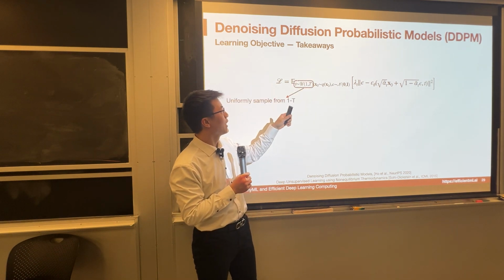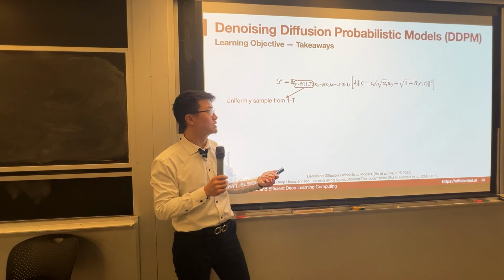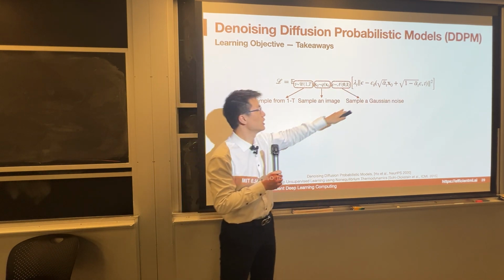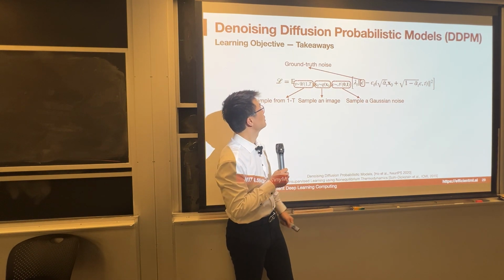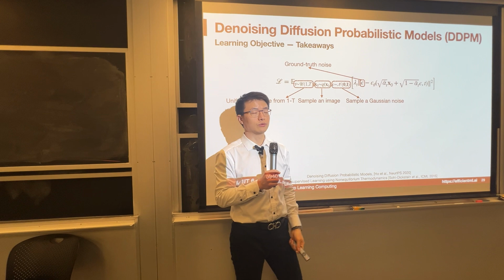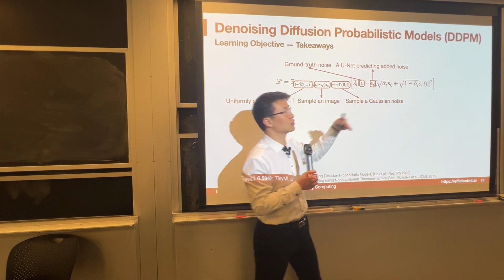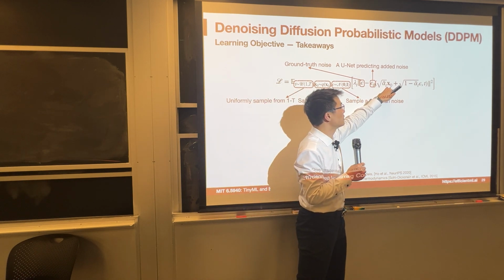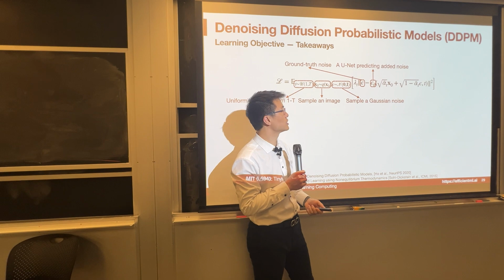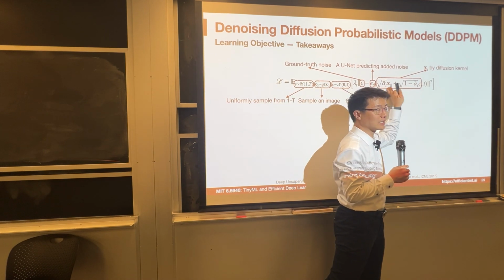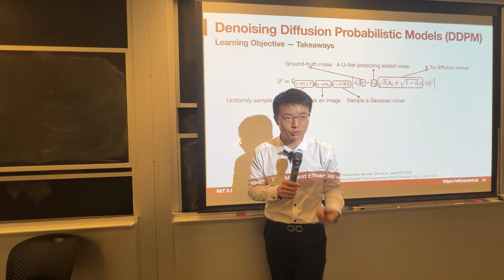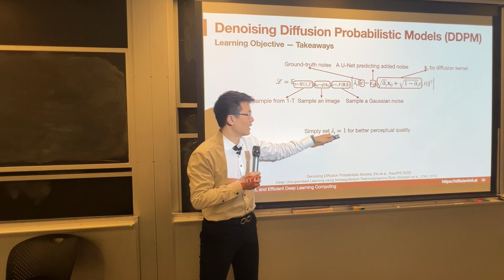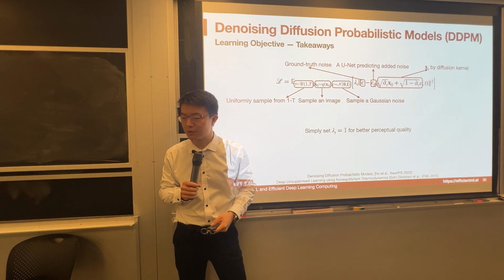So writing that again, we uniformly sample t from 1 to T, and also sample a correct, target image, and also sample a Gaussian noise. And this is the ground truth noise we are trying to predict. And this is the function, the UNet. We are applying a neural network. Given the input, we are trying to predict the noise. And this is basically xt, the input, calculated by the diffusion kernel using x0. So we simply set lambda t equal to 1 for better perceptual quality.